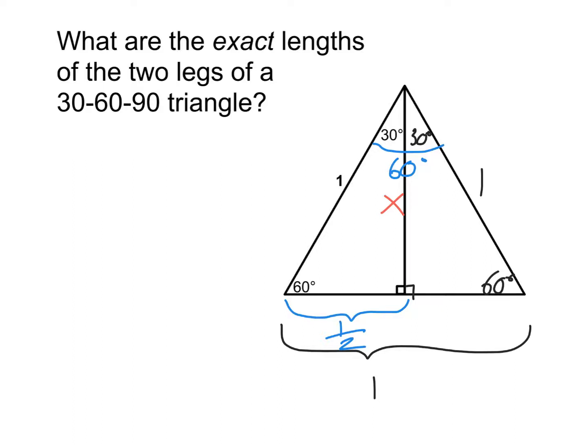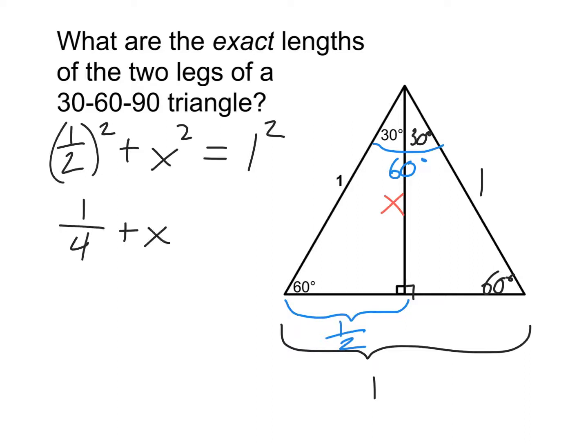So how would that look? I would do 1/2 squared plus x squared equals the hypotenuse squared. So that equals 1 squared. And then we can actually do that work. Now, when doing 1/2 squared, you square the top and you square the bottom. So 1 squared is 1, 2 squared is 4. And then 1 squared, of course, is 1. And so if I want x squared by itself, I subtract 1/4 from both sides. 1 minus 1/4 is 3/4.